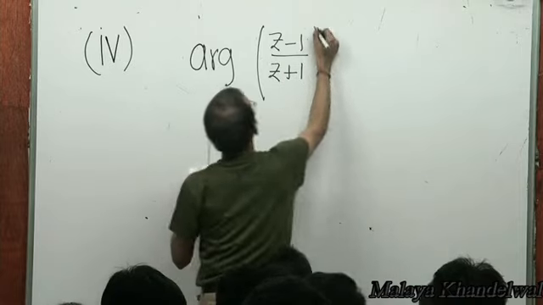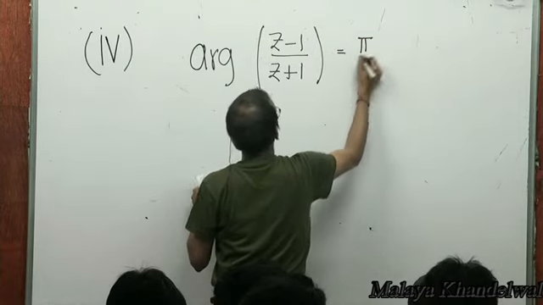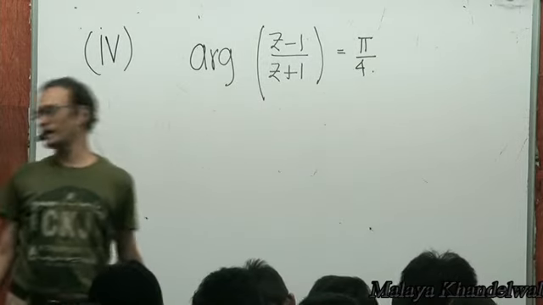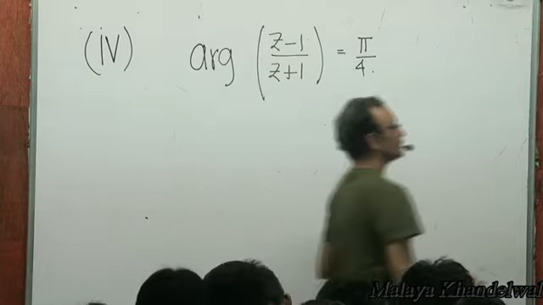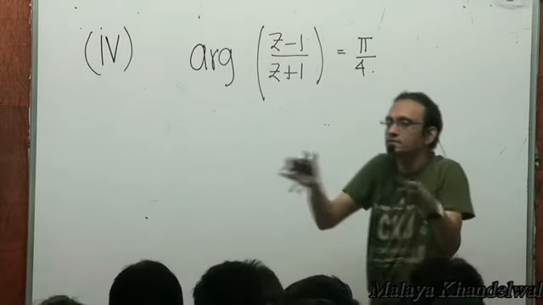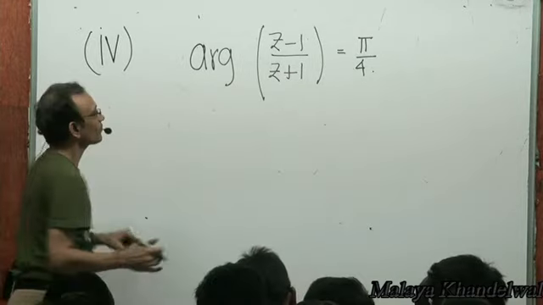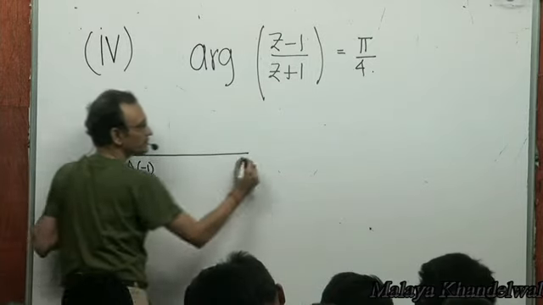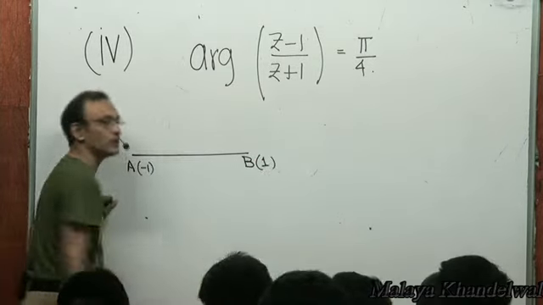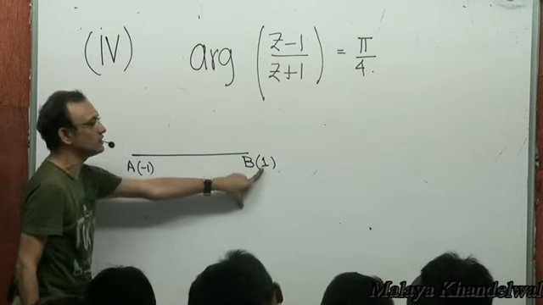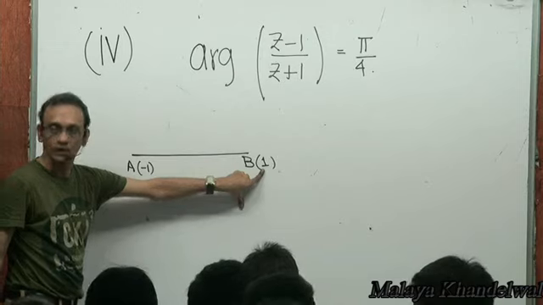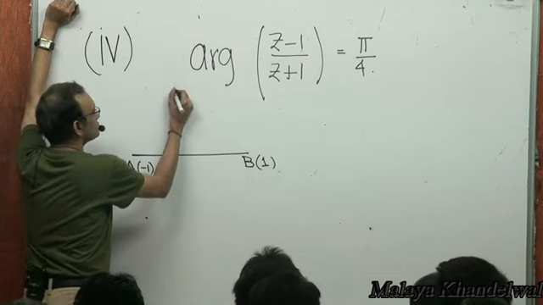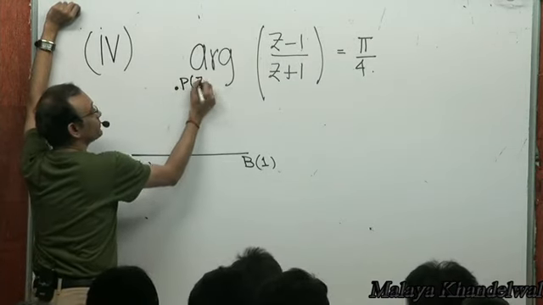Alright. We want to find the locus of z such that the argument of (z minus 1) by (z plus 1) is pi by 4. Clear? Minus 1 and plus 1 are two complex numbers. Say this point is A, which is the complex number minus 1. This point is B with position vector plus 1. This is z1 equal to minus 1. This is z2 equal to plus 1. Right? Minus 1 and plus 1. And there is a moving point P, z.